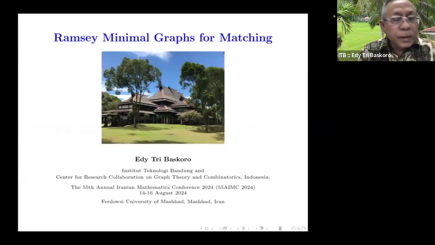I will speak on Ramsey minimal graphs, in particular for a combination of matchings and all graphs. Allow me to share my screen. Okay, let me start my talk. This is the title of my talk, Ramsey Minimal Graph for Matching.